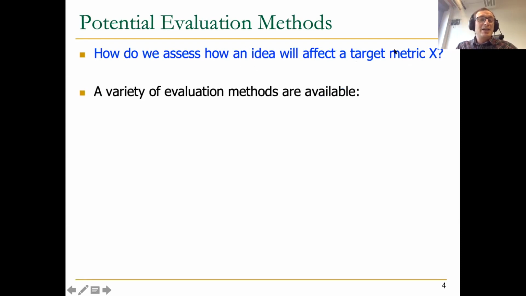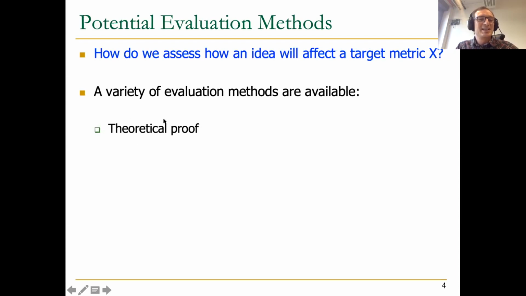And there are a variety of evaluation methods available for this, and different fields, or different areas in different parts of science, use different methods. And in computer architecture, you can also use many of those methods that are available to people. One is theoretical proof, for example. Can you theoretically prove that your idea will improve performance by more than 10%, let's say?